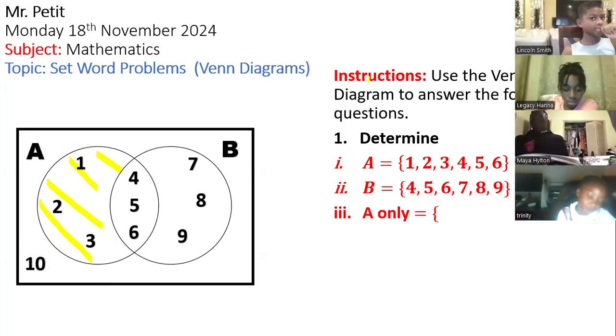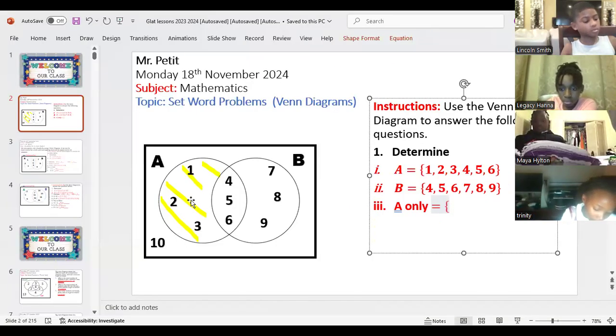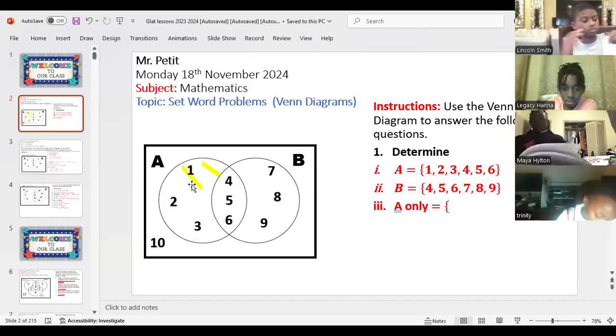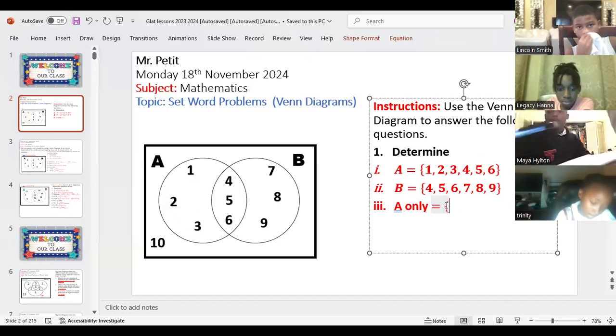Now, we had A only. Notice that I put them inside of curly brackets, because that's how we represent sets. So it's going to be 1, 2, 3.